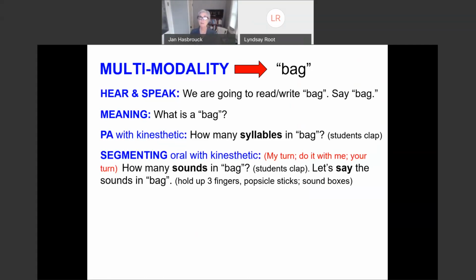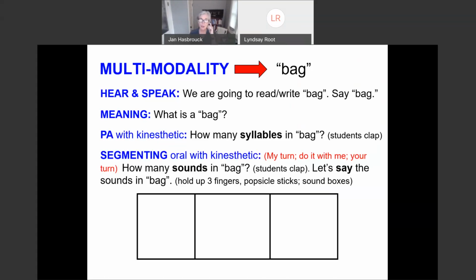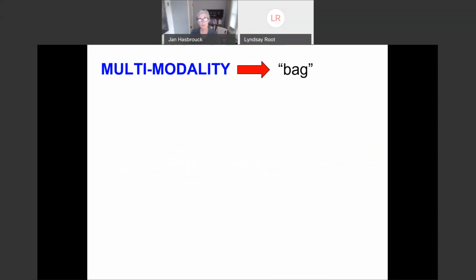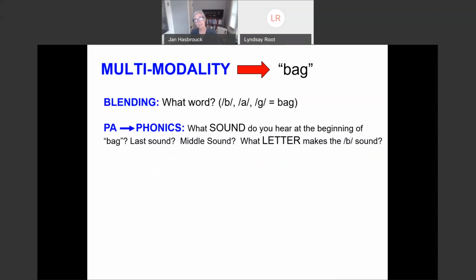How many sounds in bag? B, ag. Let's say the sounds in bag. We can hold up 3 fingers, popsicle sticks, or use sound boxes, Elkonin boxes. B, ag. We can show them visually that way. Continuing, now we've said the sounds. What word are we saying? B, ag. What's the word? Bag.